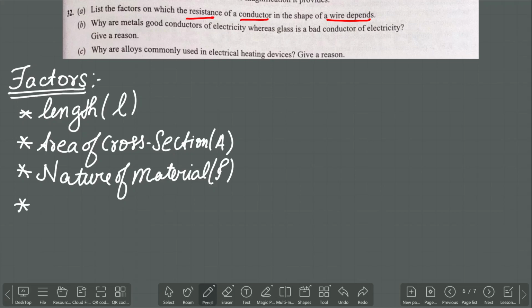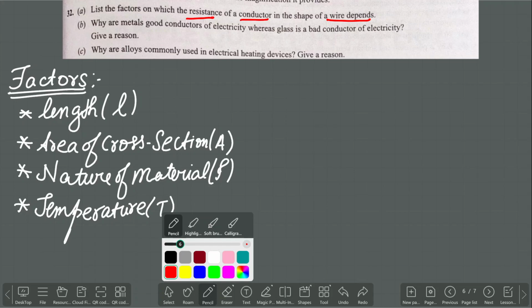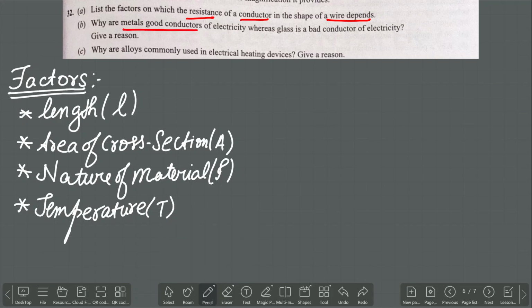And fourth one is temperature, T. Clear. So next, second question: why are metals good conductors of electricity, whereas glass is a bad conductor of electricity?